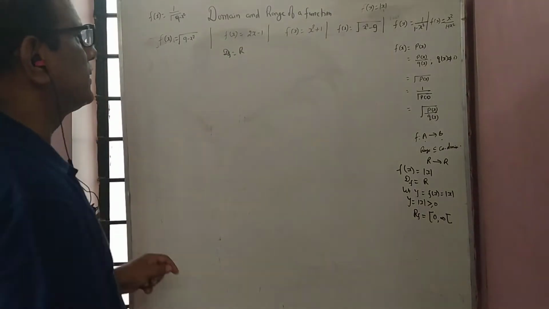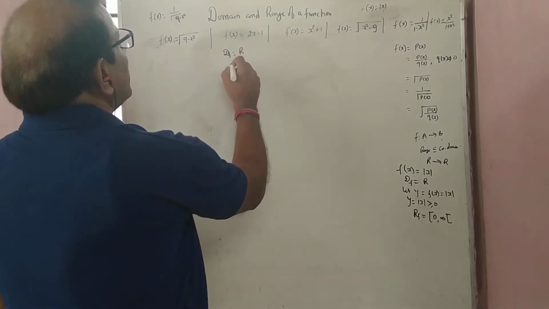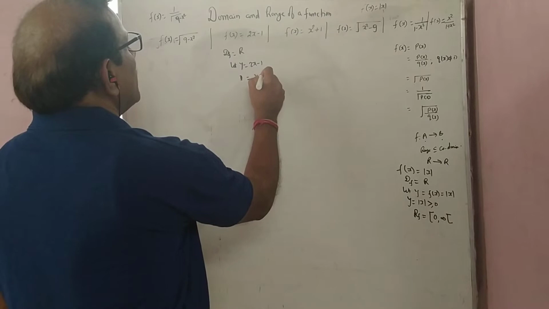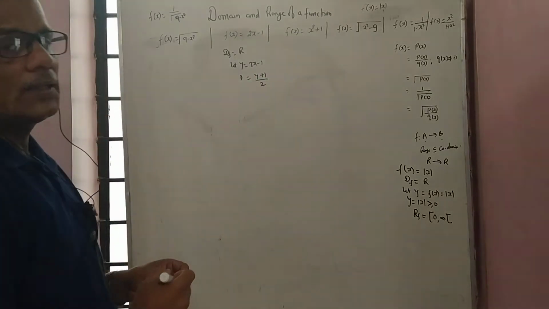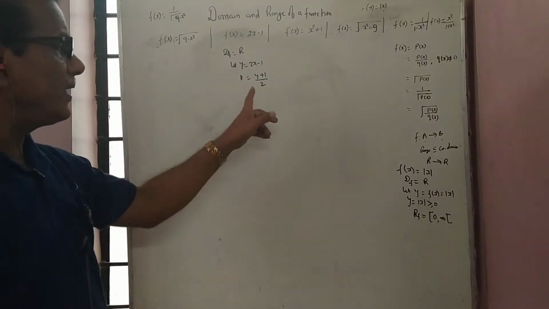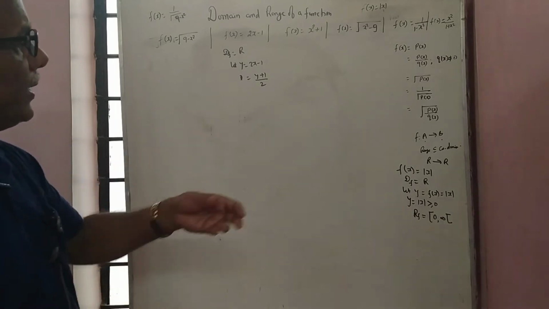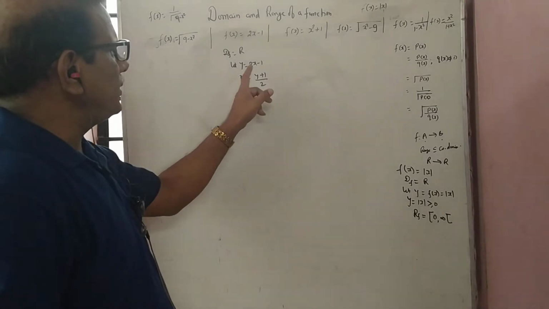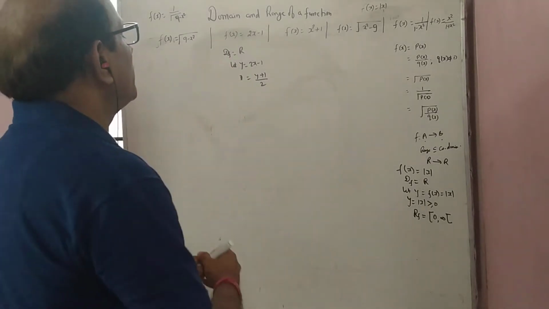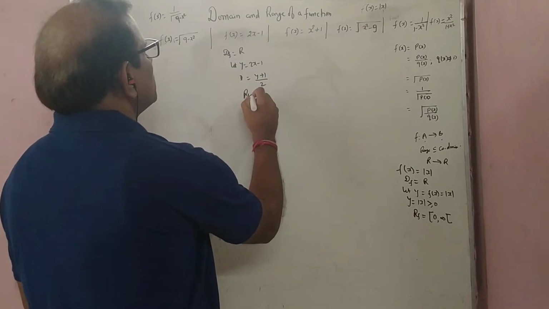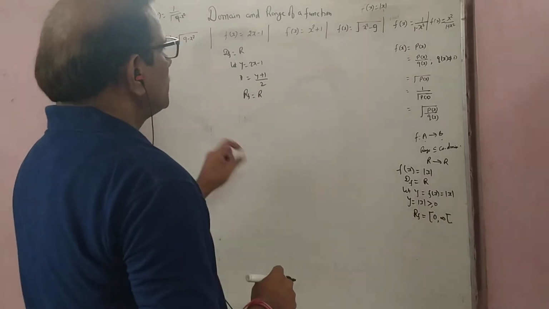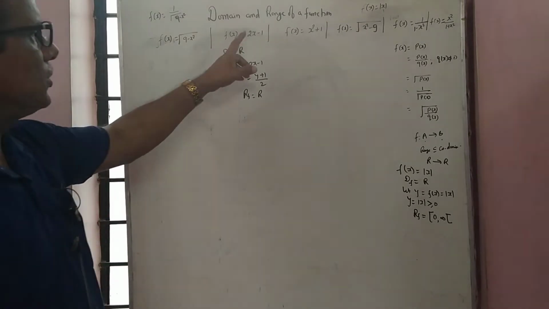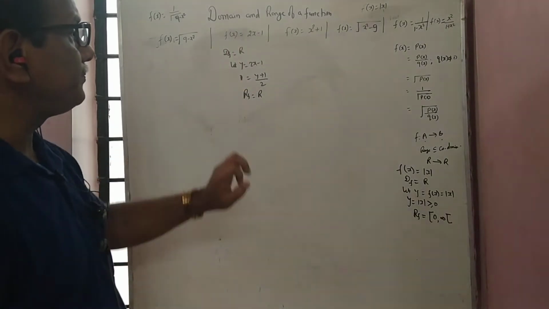You want to find the range. For range, let y = 2x minus 1. Then x = (y plus 1)/2. Clearly, y comes in the numerator, and in the numerator every value of y is possible. Therefore, for any value of x you put, you will get the corresponding value of y. Therefore the range of this function is also the real numbers. So the domain is the set of real numbers, and the range is also the set of real numbers. So this is also a real valued function.